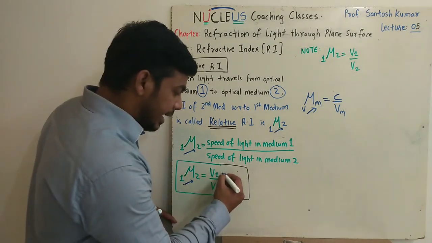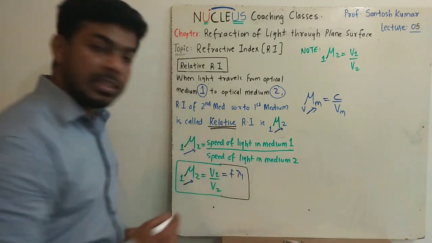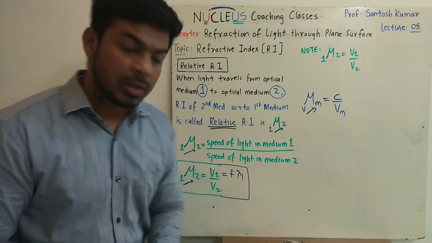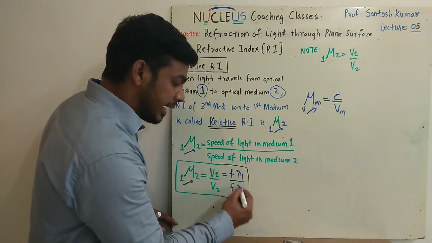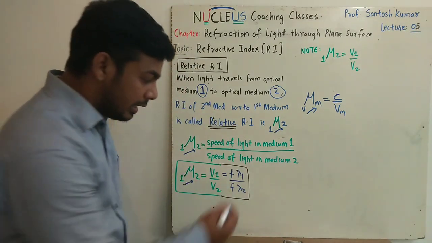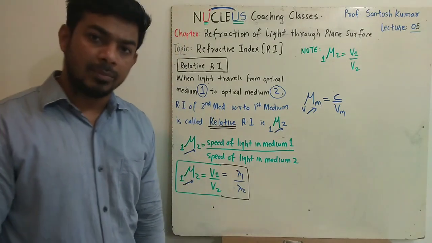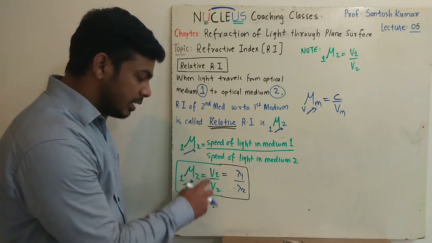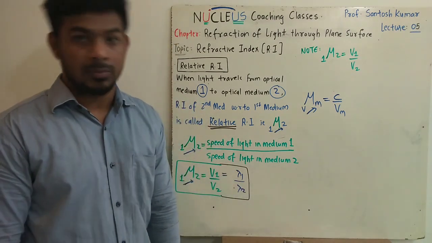So let's say in medium 1, the wavelength of the wave was lambda 1 and the frequency is f. Now we know that when light travels from one optical medium to another optical medium, the frequency will never change. So when it goes into the second medium, the wavelength becomes lambda 2. Cancelling f, it will be lambda 1 by lambda 2. So we now have the relation: mu 2 of 1 can be written as V1 by V2, or it can be written as lambda 1 by lambda 2.